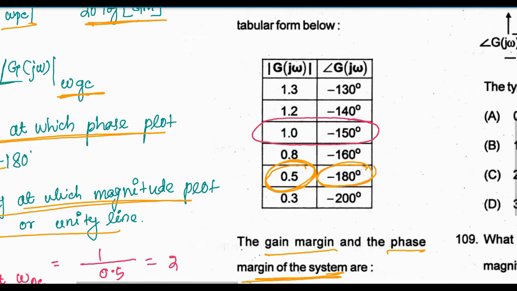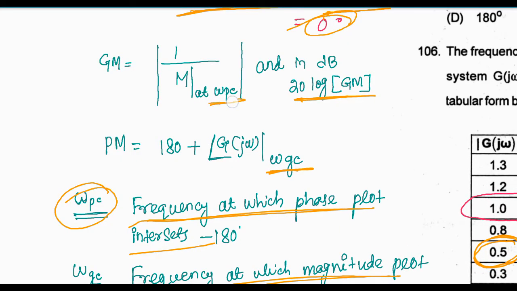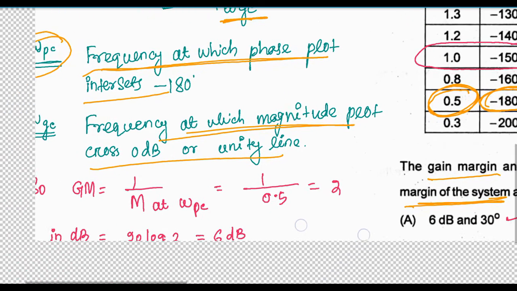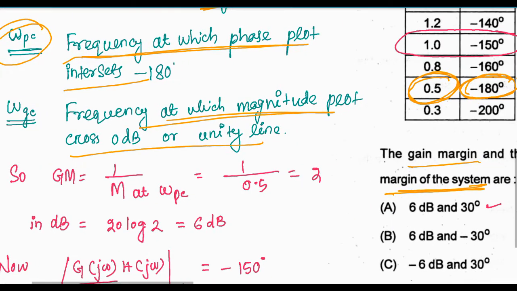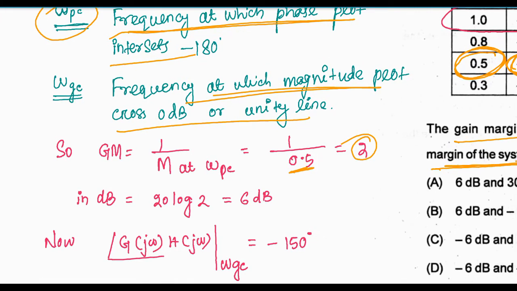So at -180 crossing, omega pc, the magnitude will be 0.5. This magnitude of G(j omega) is given to be 0.5. So here Gm will be 1 by M at omega pc, that is -180. This is 0.5 and this is 2, 1 by 0.5, that is 2. And in terms of dB, that is decibel, 20 log 2. This is 6 dB. So here we are getting a gain margin of 6 dB.